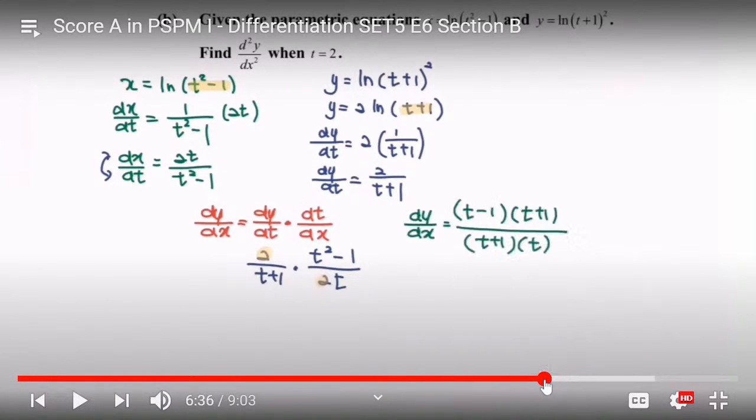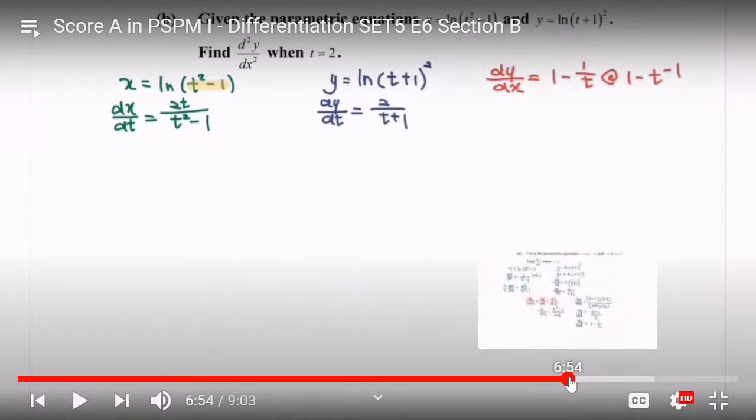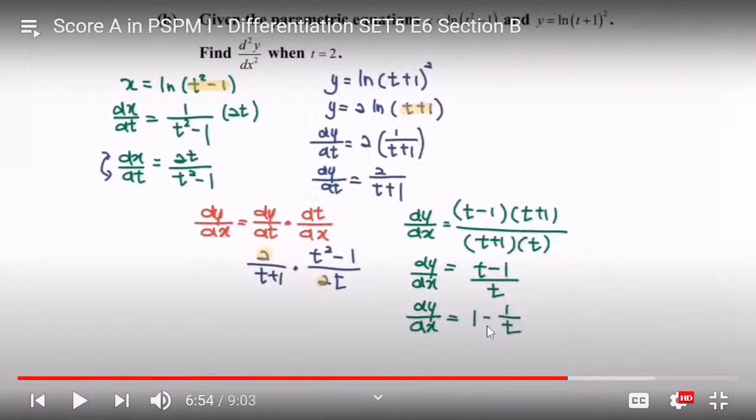So saya ringkaskan dia. Okay, saya ringkaskan dia. Dan akhirnya saya dapatlah saya punya jawapan begini. So kena ingat, cuba ringkaskan dia. Okay, ringkaskan dia. Dan kalau tengok soalan, dia nak kita cari second derivative. So, apa-apa pun kena modify kita punya dy dx.